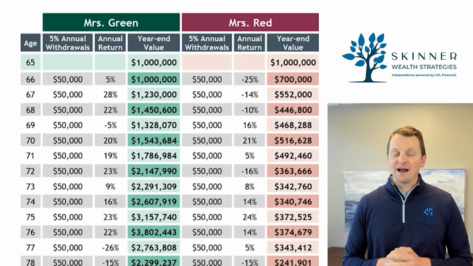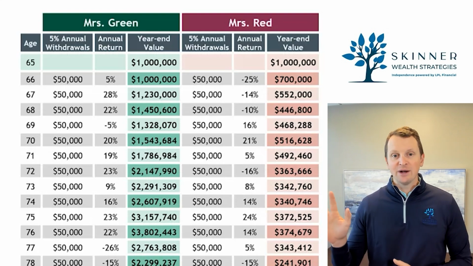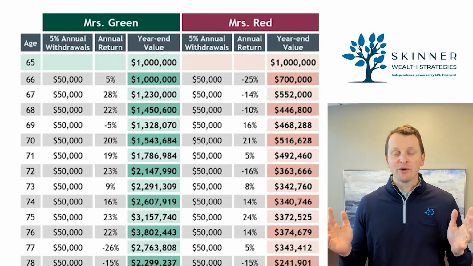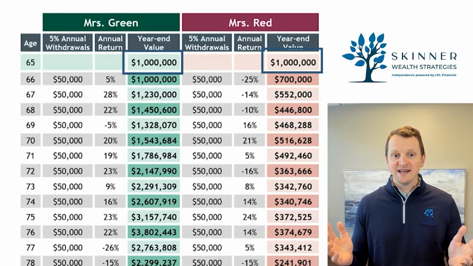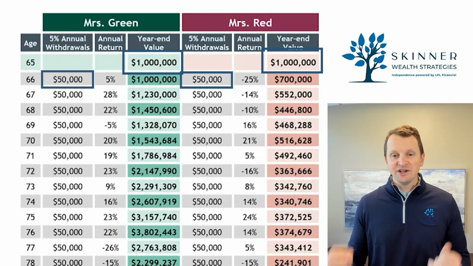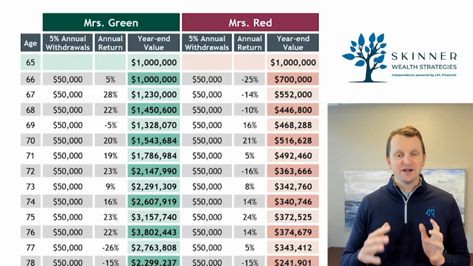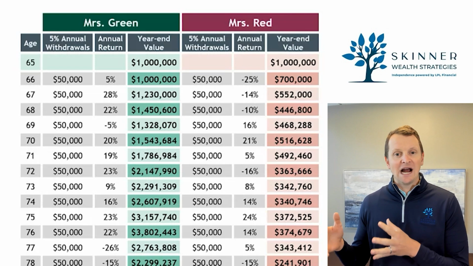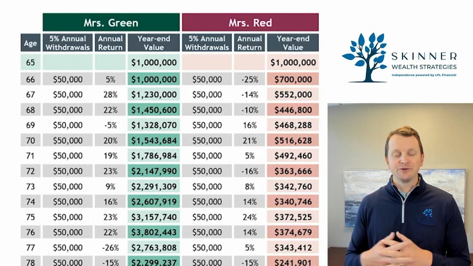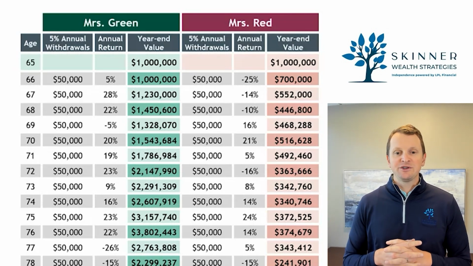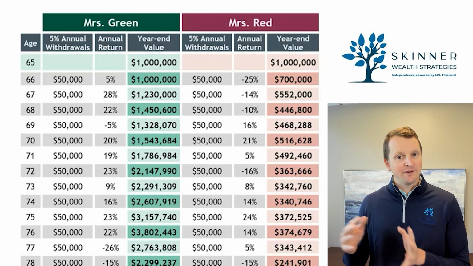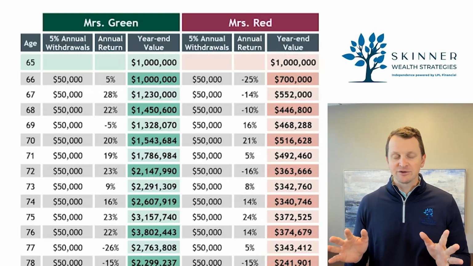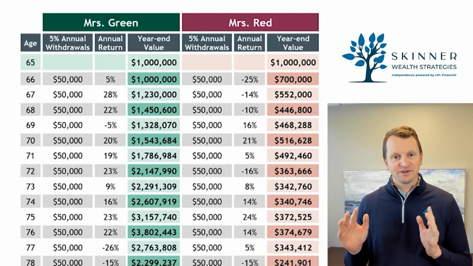Let's look at this graphic. On the left, we have Mrs. Green. On the right, we have Mrs. Red. They both start with $1 million. They both want to take out $50,000 a year, a 5% distribution, just like we talked about in our retirement buckets video that we'll link in the show notes. So what's the difference between the two? But also, let's start with how are they similar? They both average the exact same return, 6%.